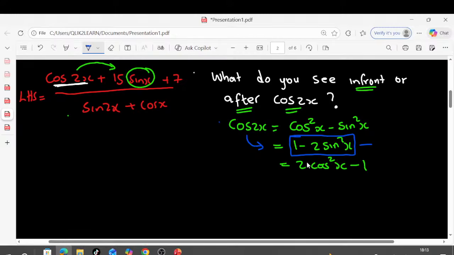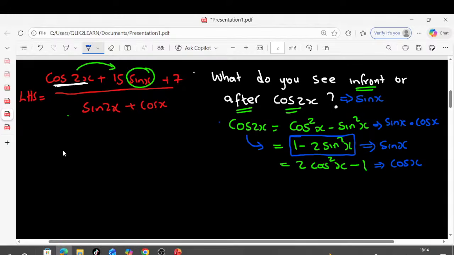You ask yourself, what do you see before or after the cos 2x? If you see sine x, we substitute the identity that has only sine x. If you see cos x, this is the identity that you can use. We use this one if we see sine x. We use this identity if we see cos x. We use this identity if we see sine x that is multiplied by cos x. So now you know when to use one of these identities. It's very important. Now, let's go and substitute.